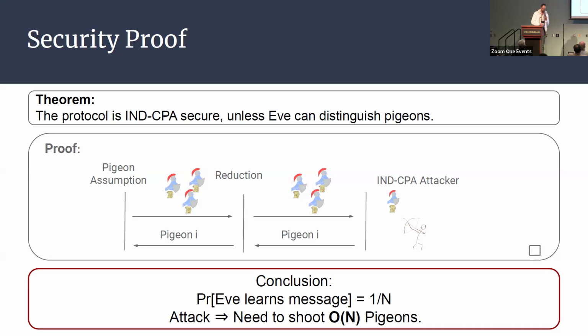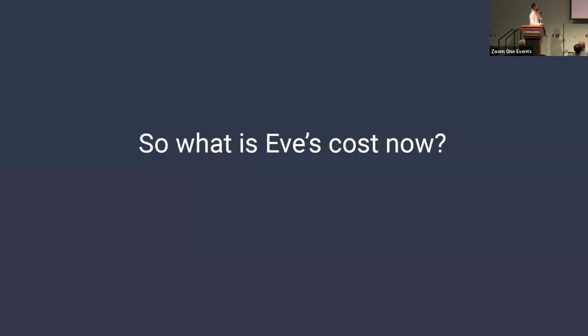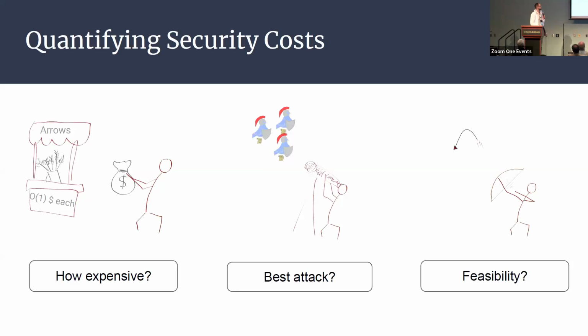Okay, so what does that tell us about the cost that Eve has to actually learn the message? Not very well, not very much, because there are a lot more details to it. Some of which might be, for example, we need to figure out how expensive is it to shoot down all those pigeons. She probably needs to buy some arrows. It's also not clear if shooting down all those pigeons is actually the best attack Eve could do. And it's also not clear at all if the attack is feasible.